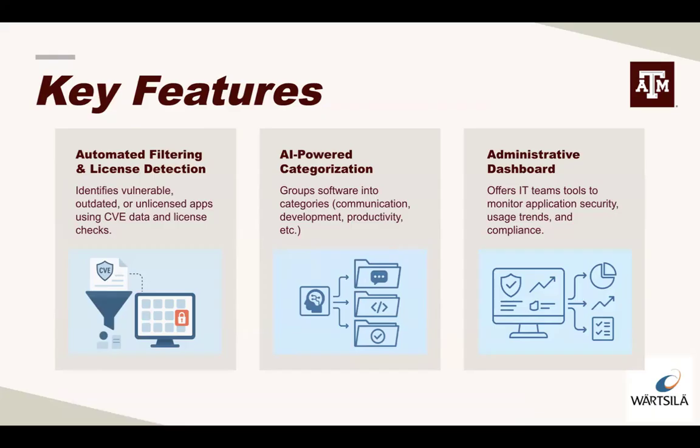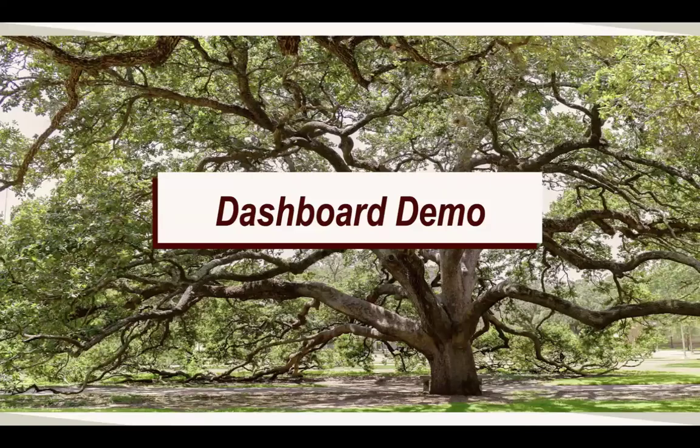Second is the AI-powered categorization. We group each application into clear categories, such as communication, development, or productivity. This makes it easier to standardize and to find the right tools. Third is the administrative dashboard. This dashboard gives the IT team a real-time view of application security, usage trends, and compliance. We centralize everything into one place. Then is the dashboard demo.